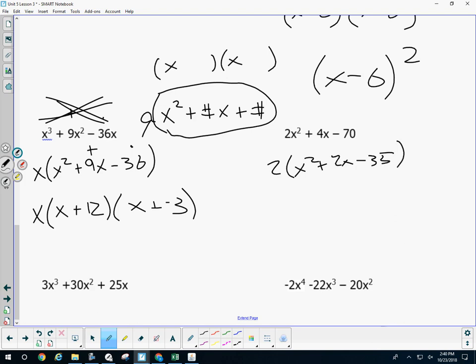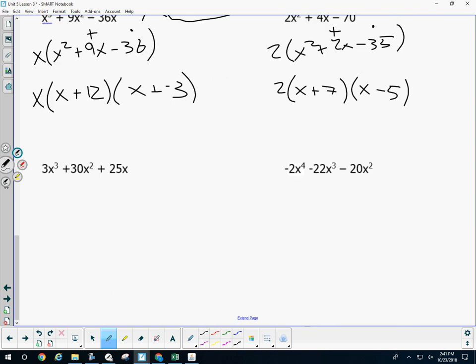All right. What two numbers add to give me 2 and multiply to give me negative 35? 7 and negative 5. Play the number game. Okay? Sometimes we'll have to factor out a greatest common factor before we move on.